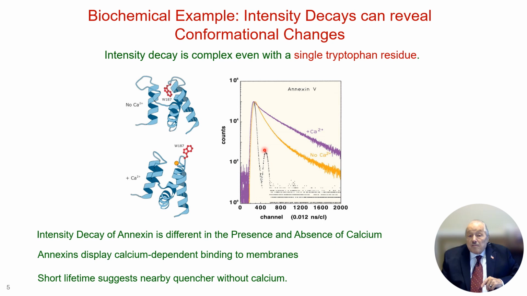I'd like to give you a couple of biochemical examples just to show the utility of the lifetime measurements. An example here shows that a protein conformational change can be detected by a change in the intensity decay. As you might guess, moving the tryptophan into the protein for some reason causes quenching and a more rapid decay of the fluorescence. If the tryptophan pops out in the presence of calcium, you have a different decay. So for the same protein, you can have 2 very different decays.